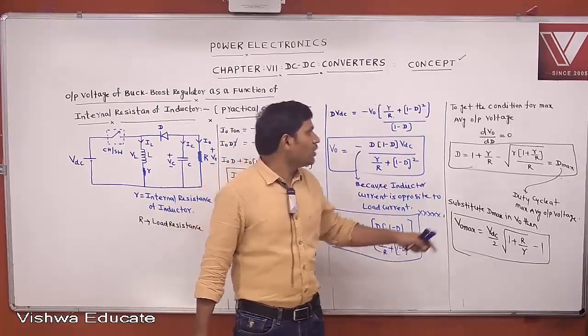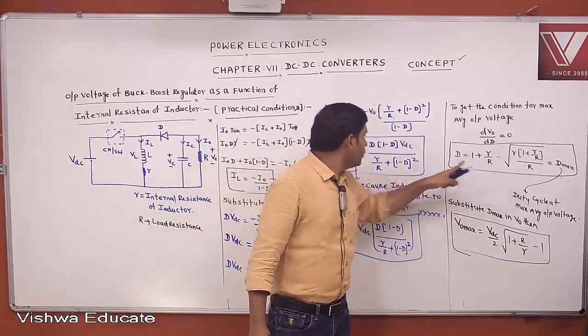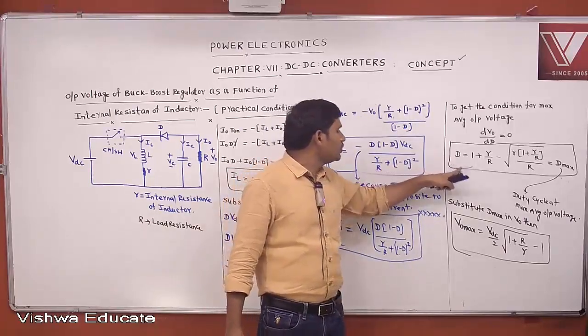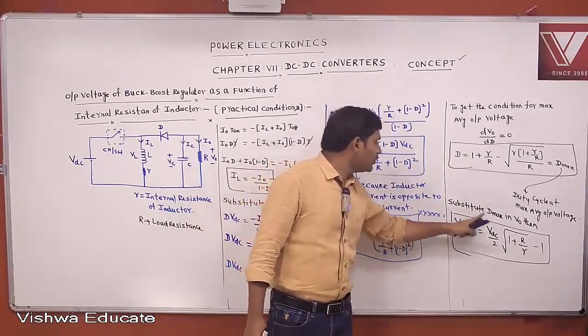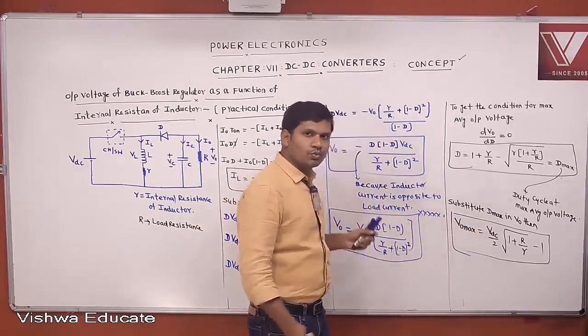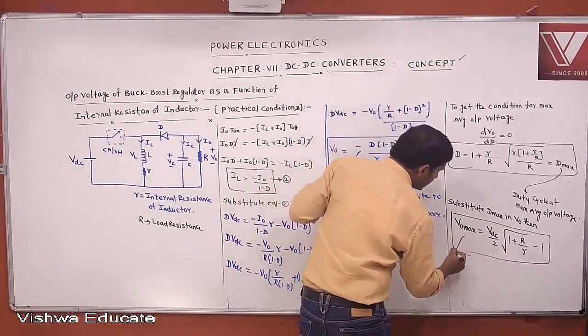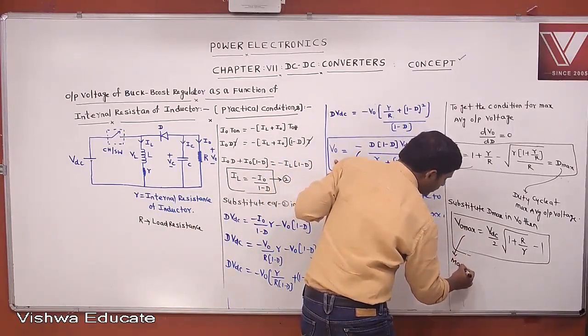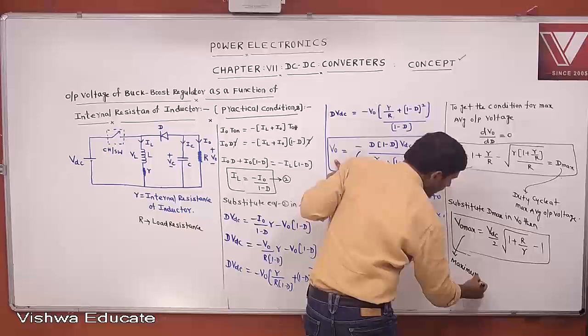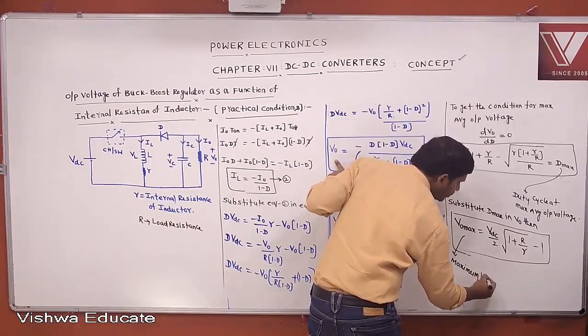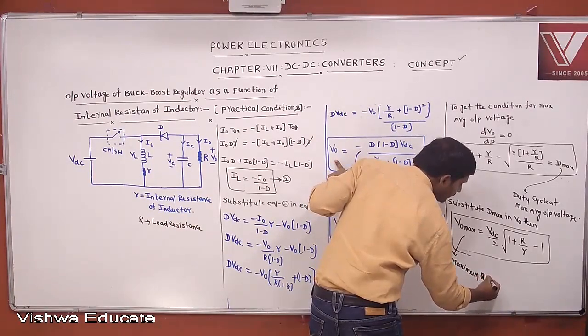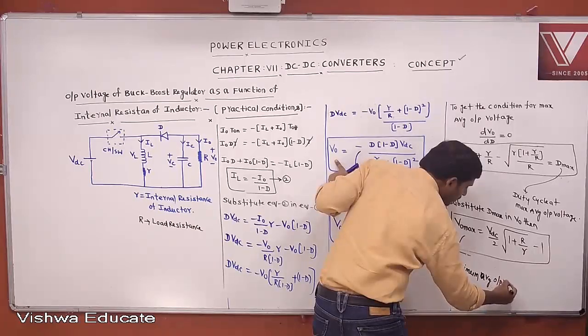How to get this value means substitute this value in this equation. You substitute this value in this equation, then you can get maximum average output voltage. This is maximum average output voltage.